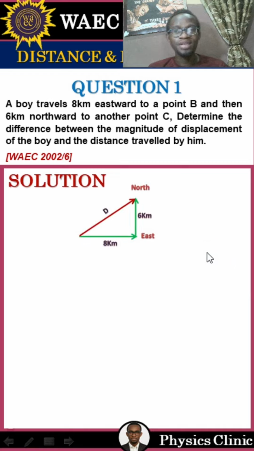How do you solve this kind of question? It's very simple now. So the first thing you need to do is, first of all, draw the diagram. So let's go to solution. Now look at the question.